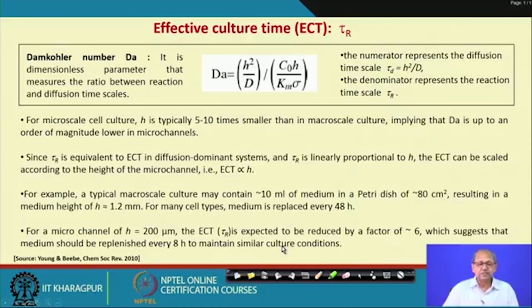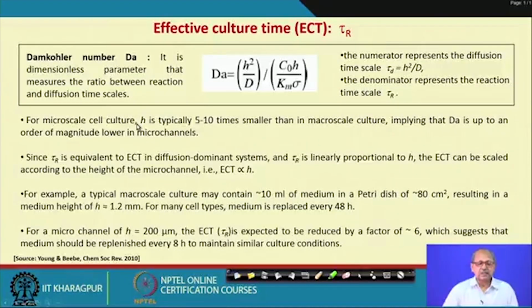So, we are using the Damkohler number. It is a dimensionless parameter that measures the ratio between reaction time and diffusion time scale. Here the Damkohler number is equal to H square D divided by C0 H by Km sigma. The numerator indicates the diffusion time scale, whereas the denominator represents the reaction time scale.